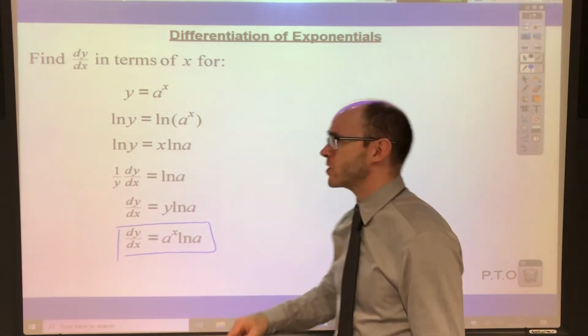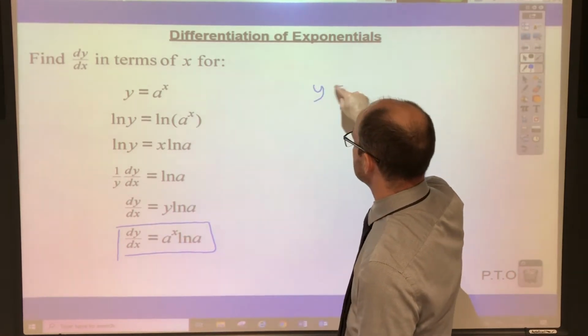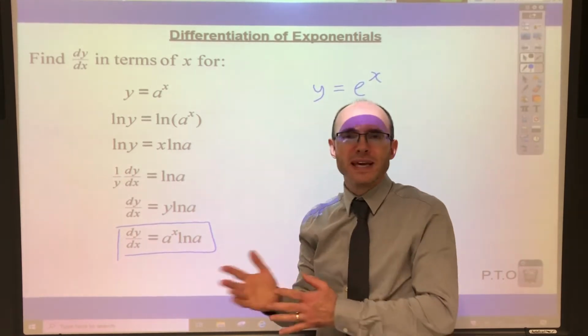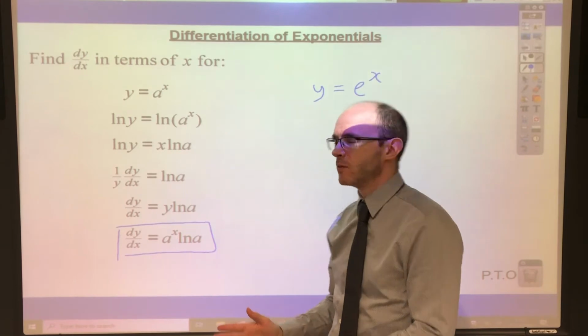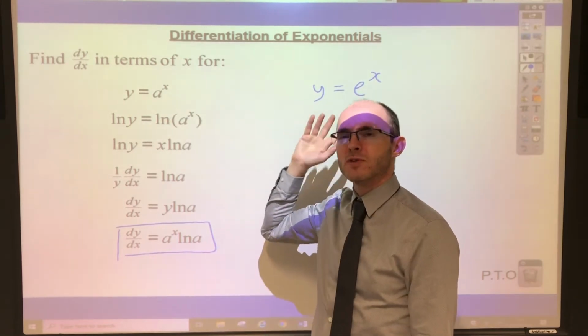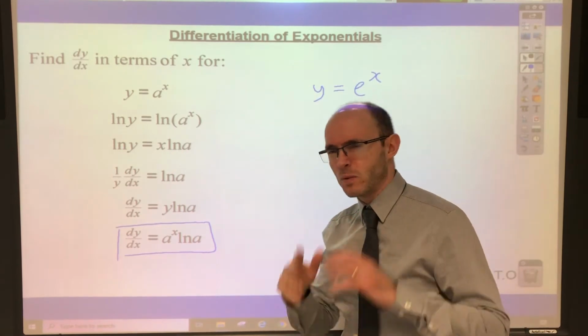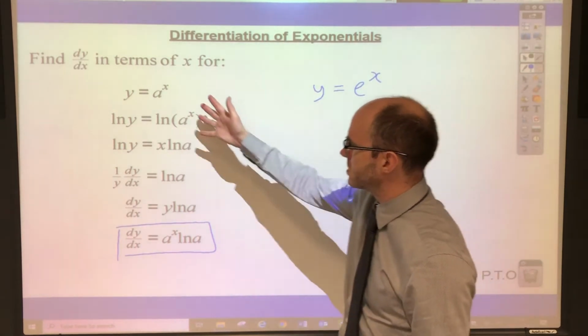Now let's do something interesting here, okay? Let's just suppose it is e to the power of x. So I'm choosing my number a to be e. Alright? I'm not choosing another letter for another letter. I'm choosing the number e. 2.718281828, that one. Okay? And let's just use the same approach.